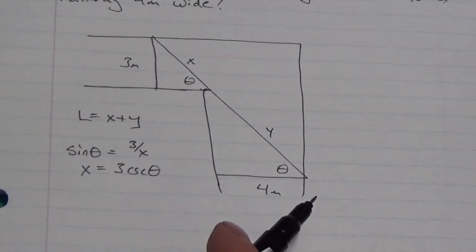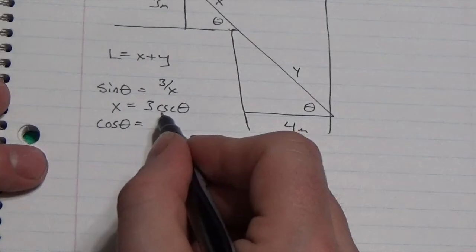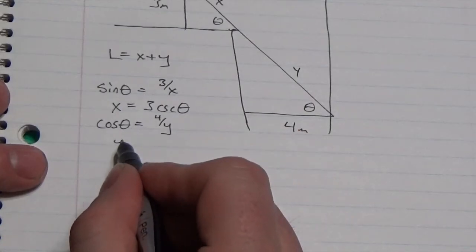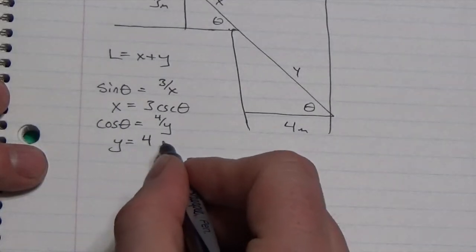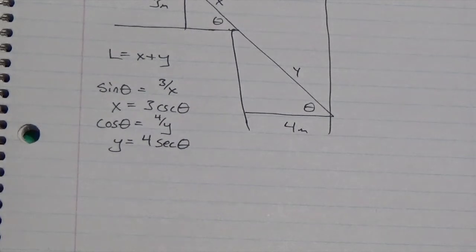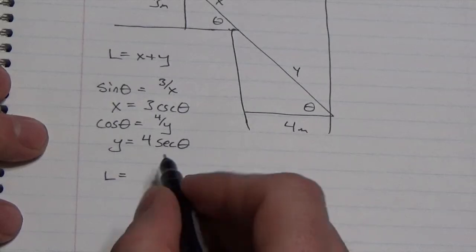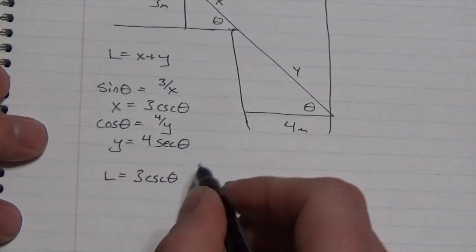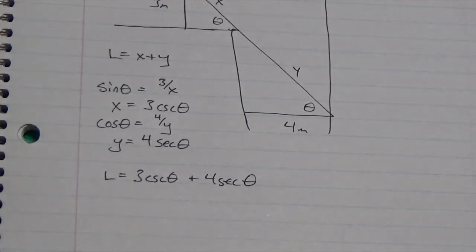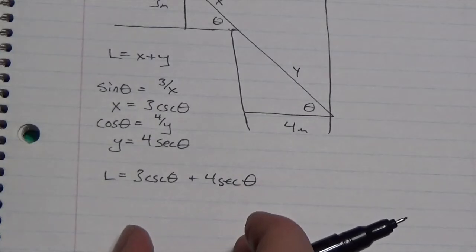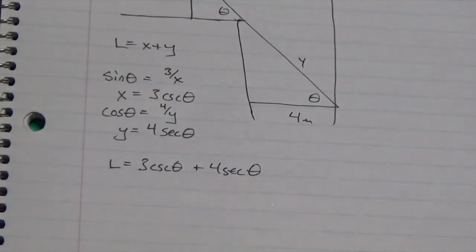This triangle right here, if I look at what I'm given, I've got the cosine of theta is going to equal 4 over y. So when I solve for y here, bring the y up, bring the cosine down, it's actually going to be 4 secant theta. So altogether, the length of my ladder here, x plus y, is going to be 3 cosecant theta plus 4 secant theta. Now, this is wonderful though, even though we're dealing with functions that are maybe not our most commonly used ones, at least it's all in terms of one variable.